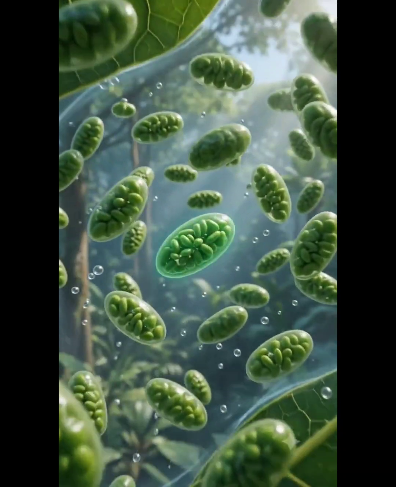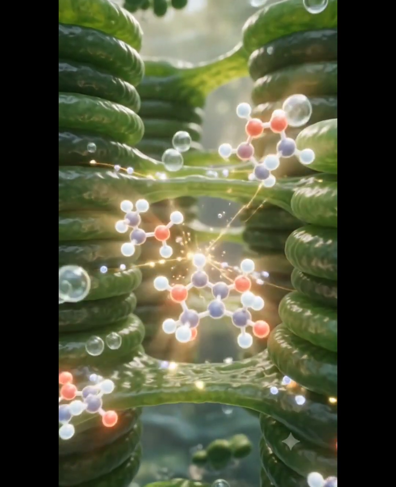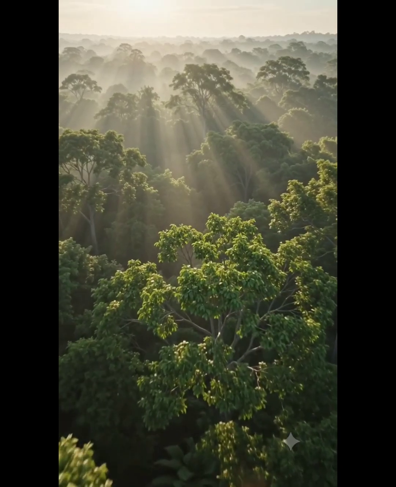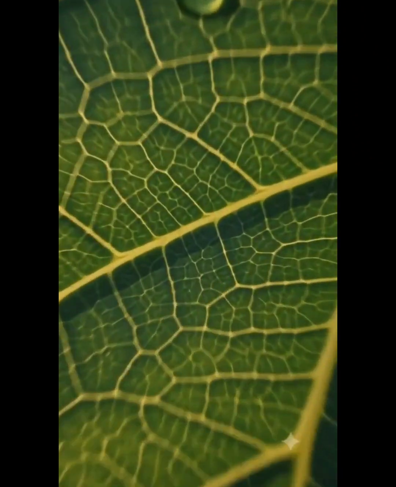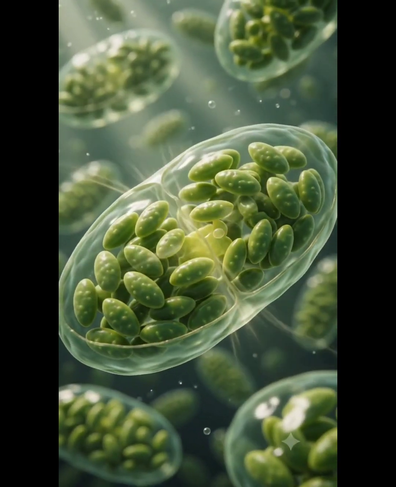What powers every green plant on Earth? The answer lies inside the chloroplast that fuels all life. Let's explore its amazing structure and function. Every green leaf contains millions of tiny chloroplasts. These remarkable organelles capture sunlight and convert it into chemical energy, making life on Earth possible.